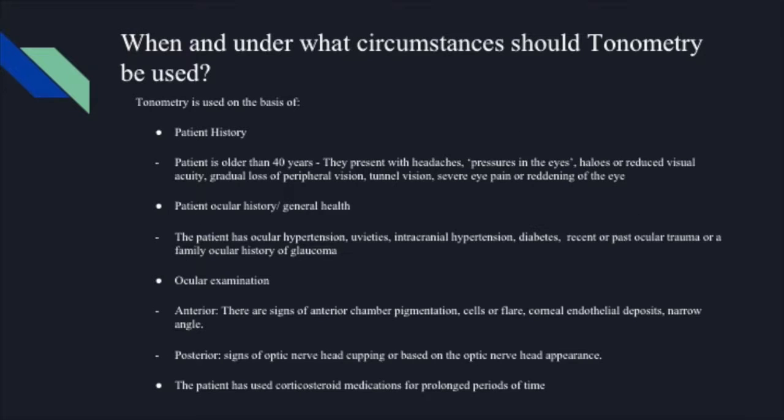So tonometry should be performed on the basis of a few key points, and these include patient history, so potentially when a patient presents being older than 40 years, patient ocular history, so whether the patient has hypertension, previous uveitis or diabetes, as well as ocular examination. So looking at the anterior chamber, if there's any pigment in there, any cells and flare, as well as the back of the eye for signs of optic nerve head cupping.